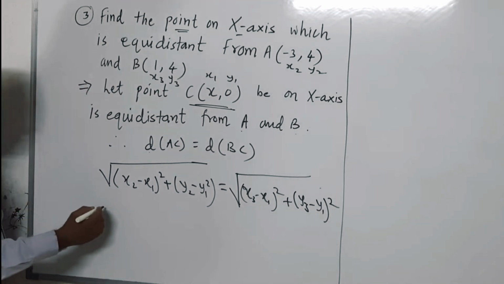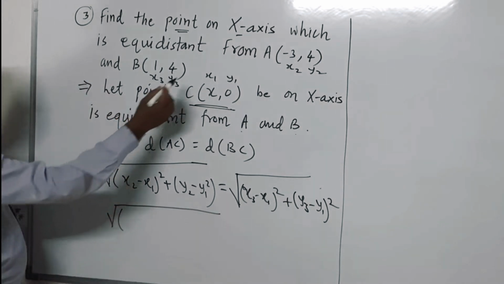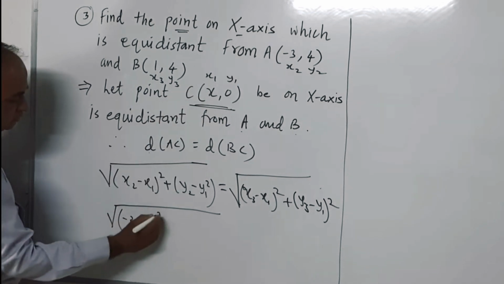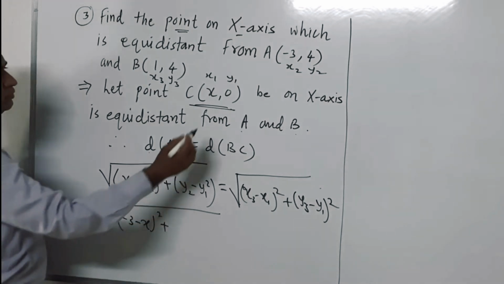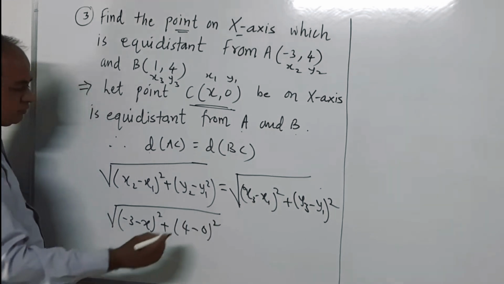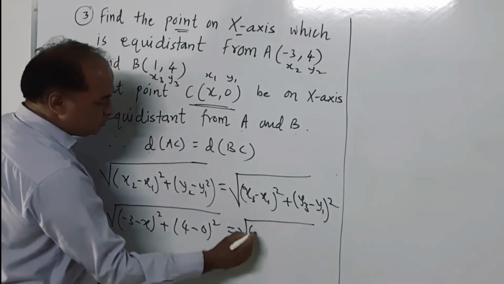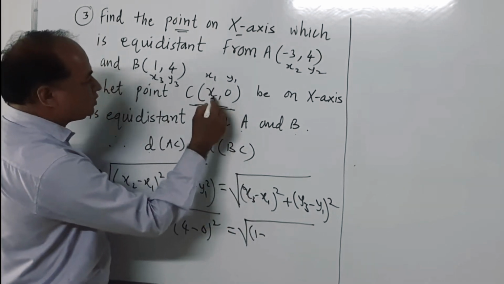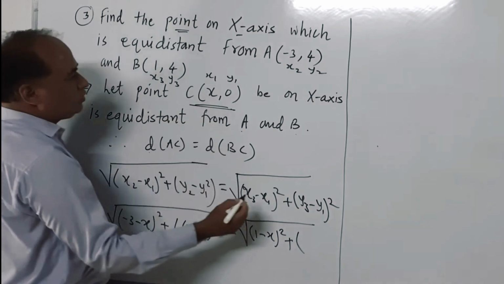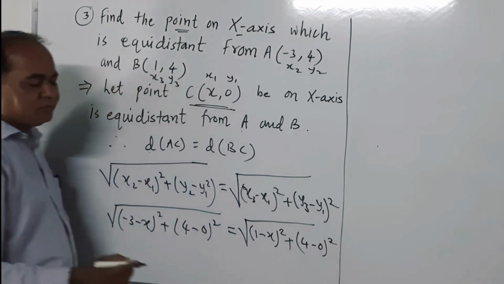Now substituting the values of x1, y1, x2, y2 and x3, y3, we get square root of (minus 3 minus x) square plus (4 minus 0) square, which is equal to square root of (1 minus x) square plus (4 minus 0) square.